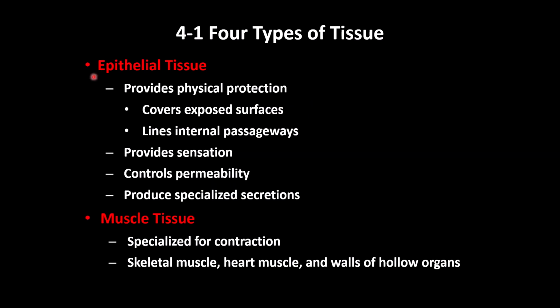The first one is called epithelial tissue. One of its functions is to provide physical protection. It covers the skin, and it also covers the lining of internal passageways, which means it covers the walls of the hollow organs. Hollow organs are like tubes. For example, in the gastrointestinal system, respiratory system, and urogenital system, the inside is covered by epithelial tissue. That way, it prevents entry of infections or any chemicals into the body.